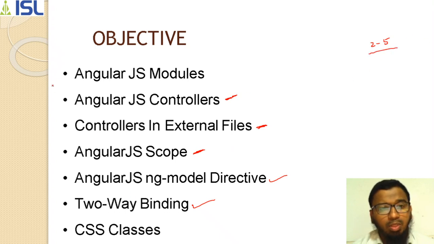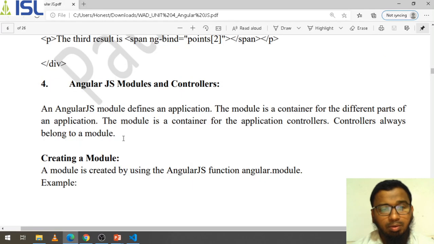So here, AngularJS modules. So here we will take AngularJS modules and controllers. So what is this? Here an AngularJS module is defined as an application. The module is a container for the different parts of an application. The module is the container for the application controller. A controller always belongs to a module.